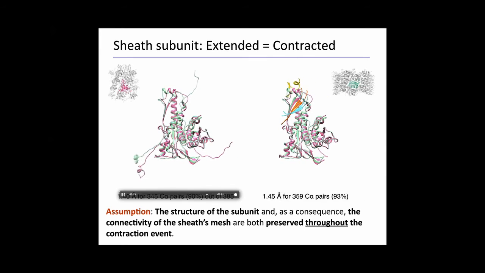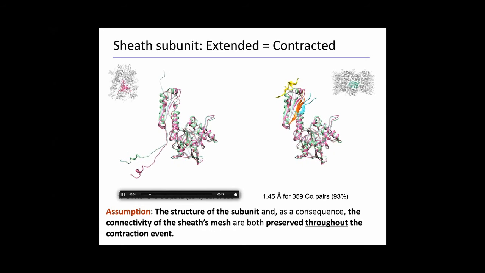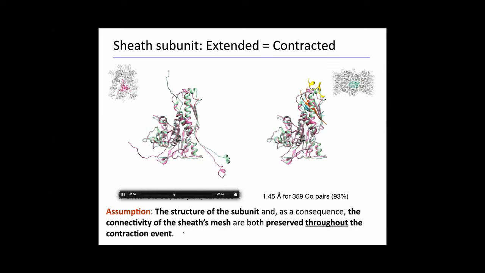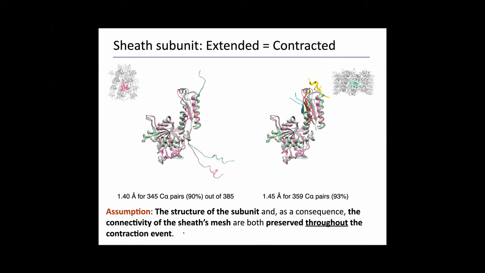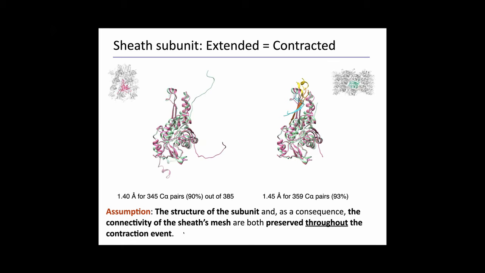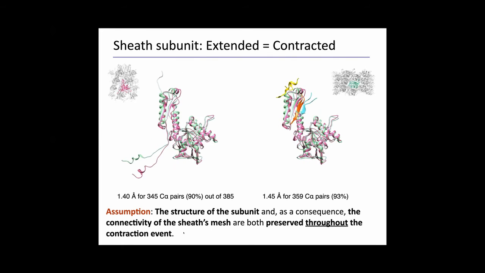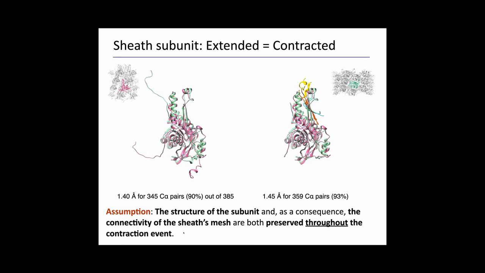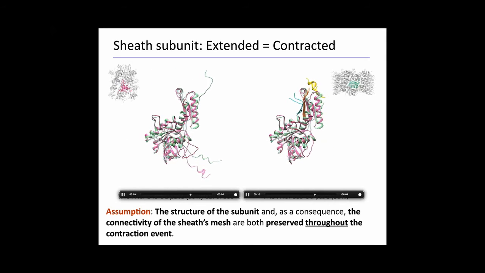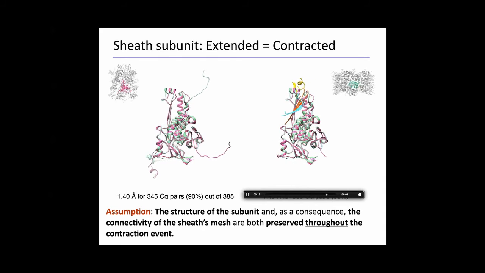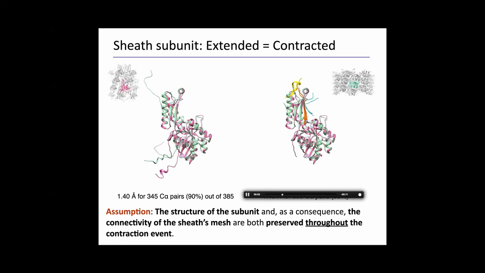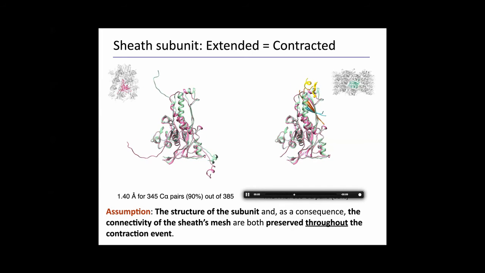From this, we know the structure of the subunit in the extended and contracted states, but we don't know what's in the middle. So our assumption here, and again, it's an assumption, it's not a fact, we don't know, is that the structure of the subunit and, as a consequence, the connectivity of the sheath mesh are both preserved throughout the contraction event. Because if the mesh is deformed, that means one of the strands is pulled out, and obviously the structure probably will not be maintained because the beta sheet is incomplete. But this is an assumption.